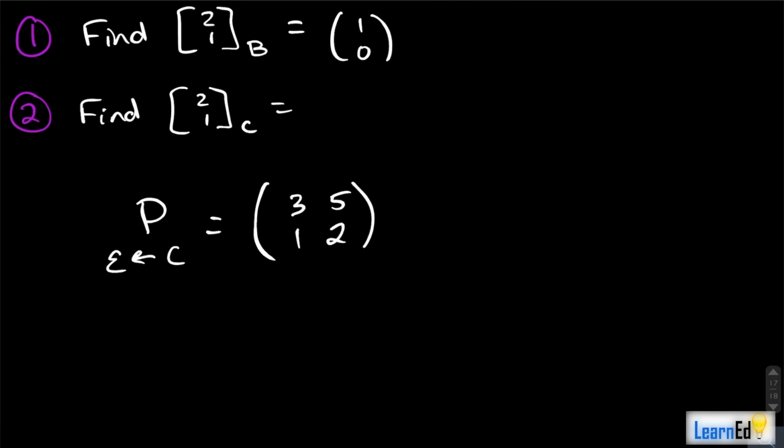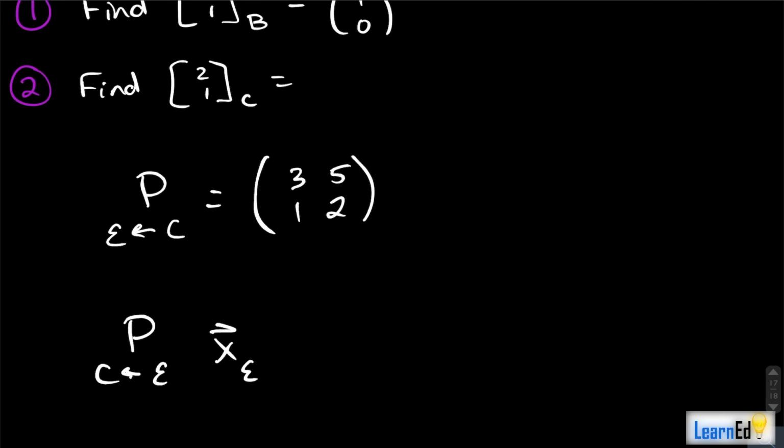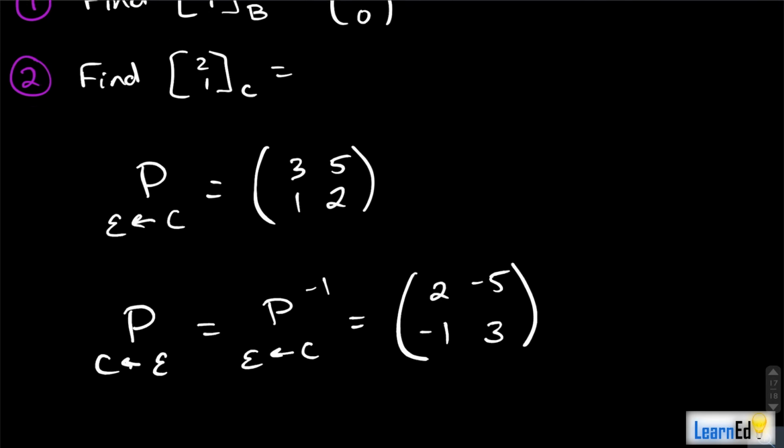But that's not what we want here, because we want the change of coordinates matrix from E to C. Okay? And the reason why is because we can multiply by that change of coordinates matrix the coordinate vector relative to E, and we get the coordinate vector relative to C. Right? We get (2, 1) relative to C. So, how do we find the change of coordinates matrix from E to C? Well, this is just the inverse of this matrix, so we invert it. We have a 2, a 3, and this is negative.